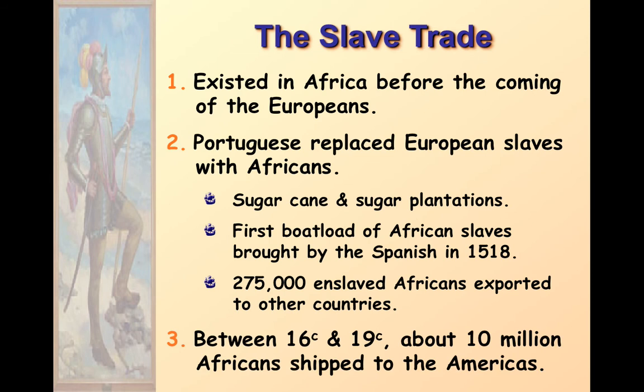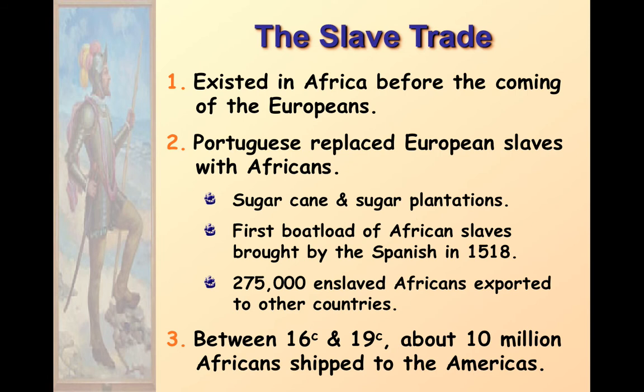And a very key point, guys, is that the C right here is a century. So just make sure to note that. If you want to write it out as century in your notes, that's fine. I just put the C so I don't have to write out century. Okay, between the 16th century and the 19th century, you have over 10 million Africans that are shipped to the Americas, and that is an astronomical number. And you have to remember, a lot of these people do not make it alive.